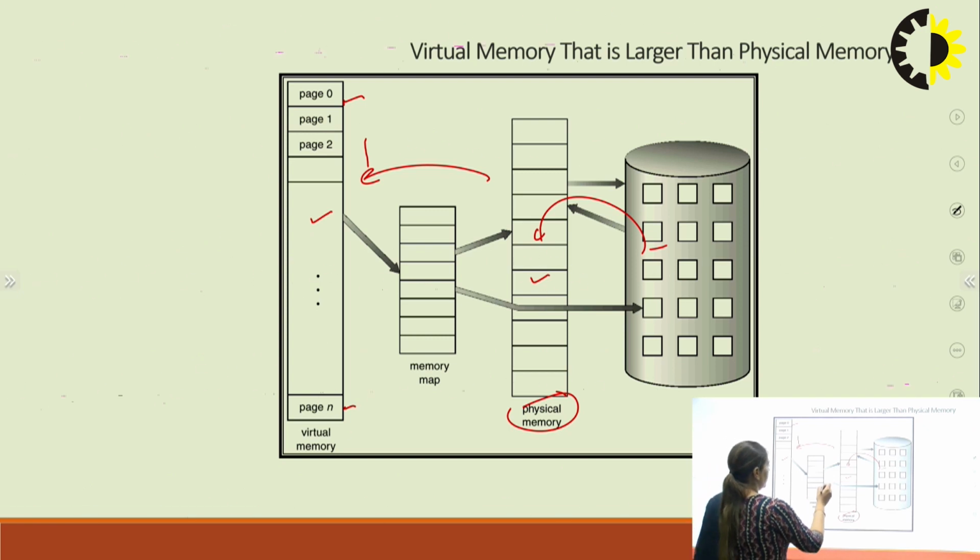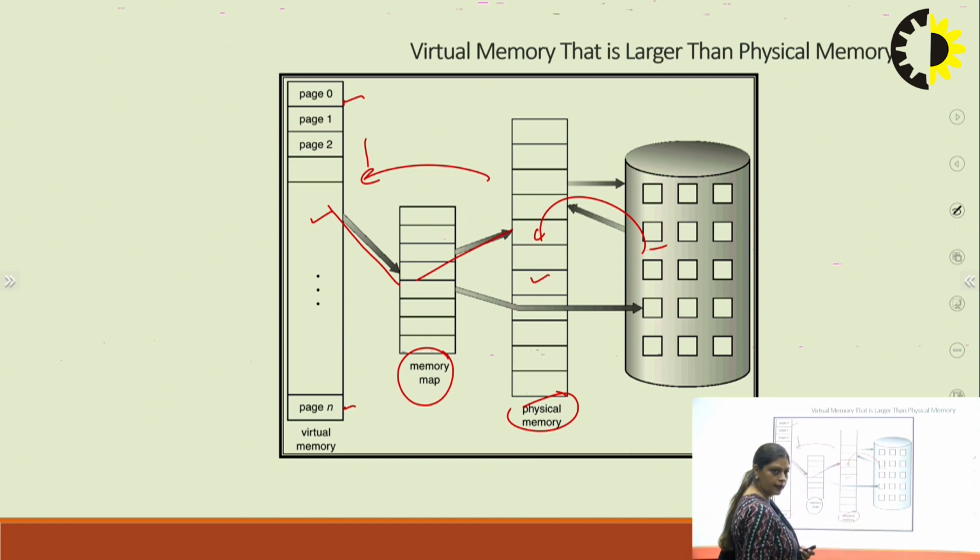And then, first of all, this virtual memory will be mapped to physical memory through the page table or the memory map, right? Then it will be checked whether the page is there in it. If it is there, then it will be accessed. And if it is not there, then the backing store has to be referred to, and the page will be brought into the physical memory.